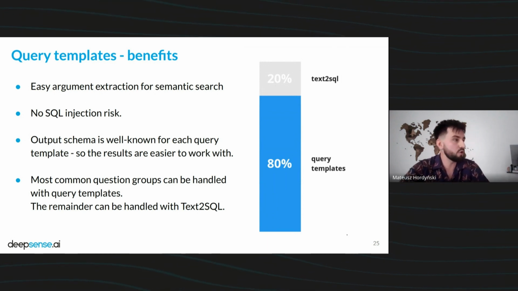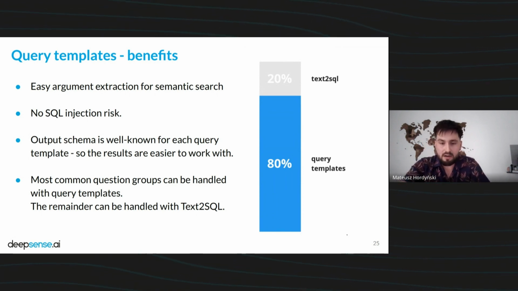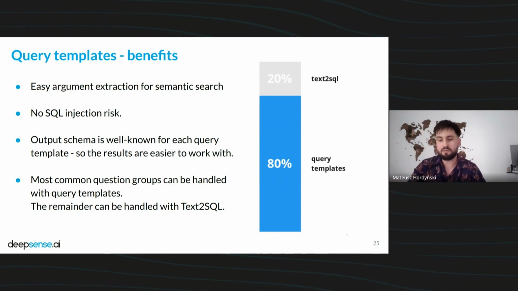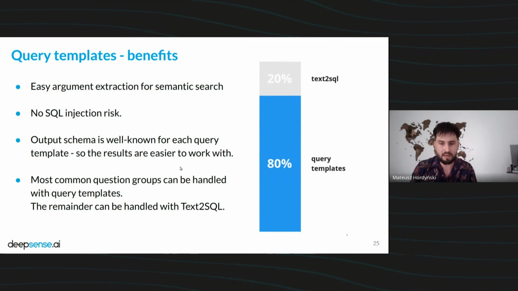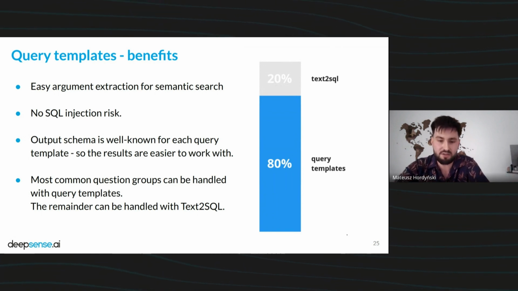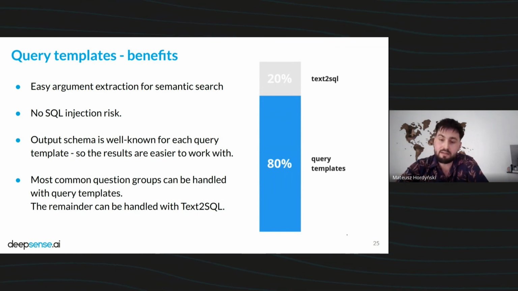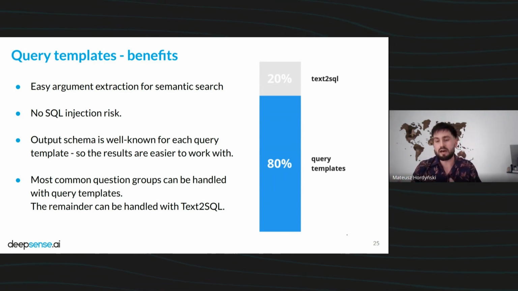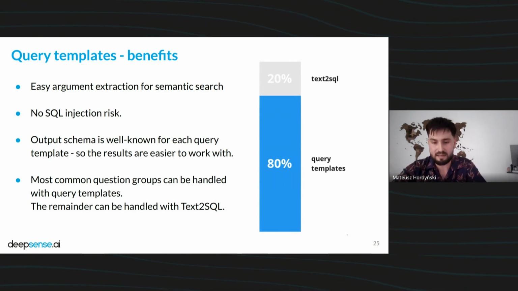And still, of course, you won't be able to answer all the questions with the query templates, because you can't predict all the possible questions from the user. But even if you can handle 80%, 60%, or even less with the query templates and the remainder with the text to SQL, you will still get a much better accuracy for your application as a whole. So even if it's only some part of your questions, it's still better to handle this part by the query templates and the remainder with the classic text to SQL.